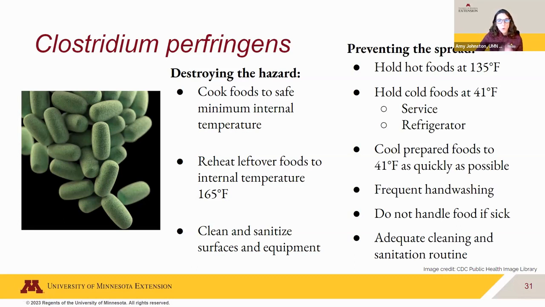So this means holding your hot foods at 135 degrees Fahrenheit or above, and cold foods at 41 degrees Fahrenheit or below. Cool any prepared foods as quickly as possible to 41 degrees Fahrenheit or below. So you can do this by cutting those large pieces of meat into smaller pieces, dividing large batches of foods into smaller containers. You can add ice or put that container into an ice water bath and stir.